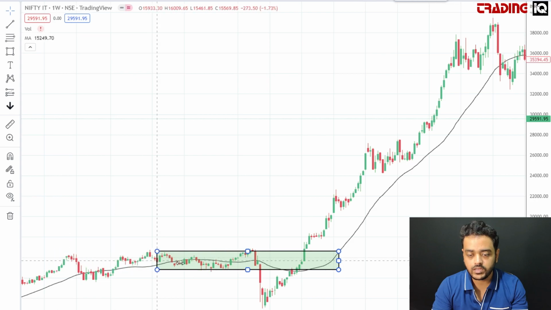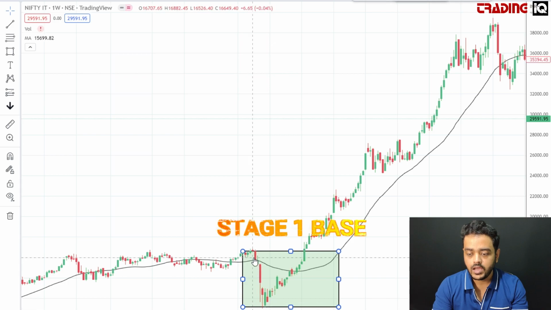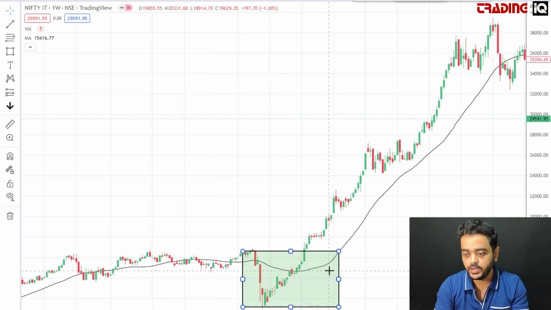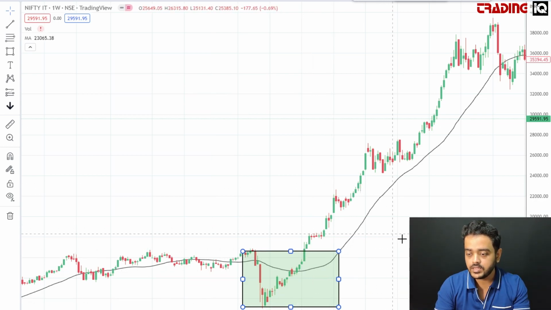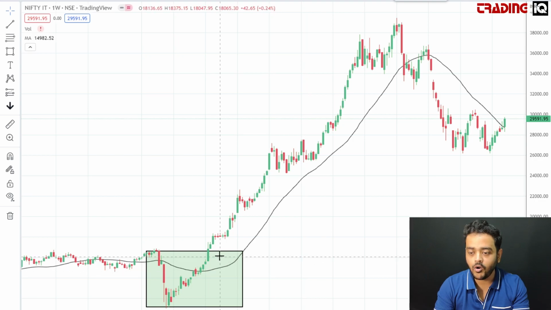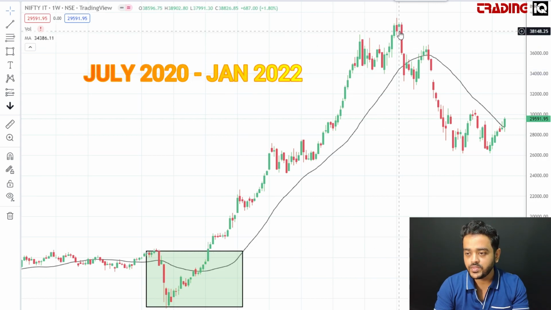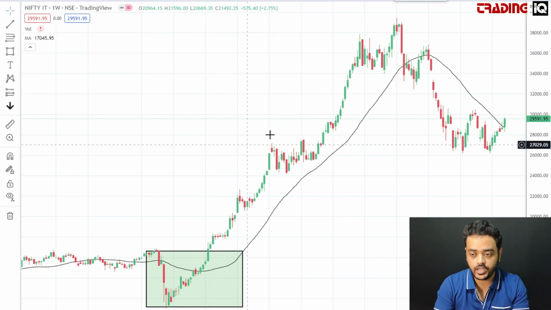You could even count this as a base because after stage 4 it was not going below this range, so we can call this a base, right? Base means that it is not going below a certain level. That is what we call a base, right? So when it broke past that base, it started stage 2, and you see how big of a stage 2 it has. Since July 2020 till January 2022, it saw about stage 2.